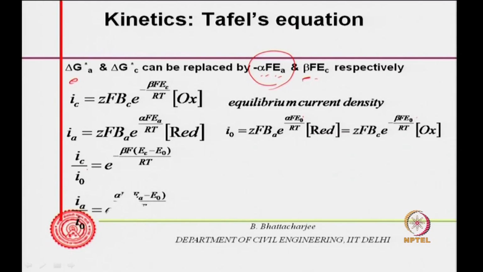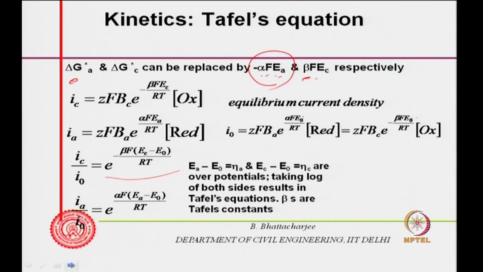And then if I write IC by I 0, when it is not at equilibrium, at any other current when there is a net current flowing, IC by I 0 can be written like this, because ZF will cancel out, it will be left with e to the power beta F (EC minus E 0) and (EA minus E 0). So, if I shift from an equilibrium potential to some potential, by giving additional activation energy, this sort of relationship will be followed.